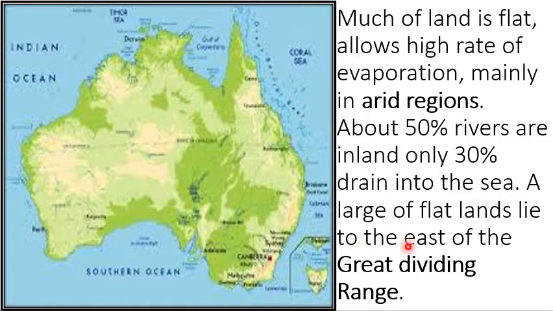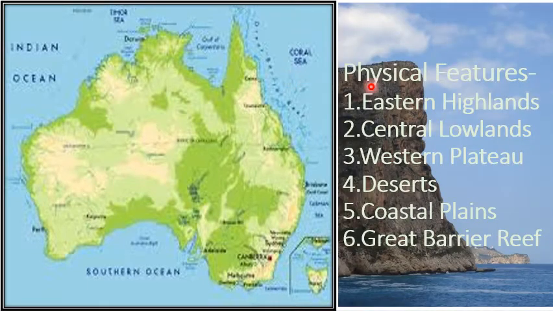Large flat land lies to the east of the Great Dividing Range. This mountain range is known as the Great Dividing Range, and the flatland lies to the east of this. So the landmass has been divided into three main land areas: the Eastern Highlands, Central Lowlands, and the Western Plateau region. So the major physical features of Australia are Eastern Highlands, Central Lowlands, Western Plateau, deserts, coastal plains, and the Great Barrier Reef.